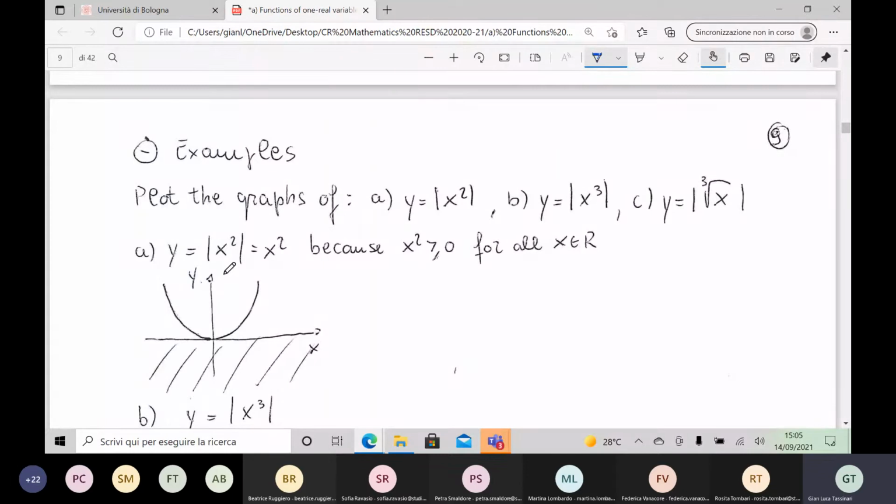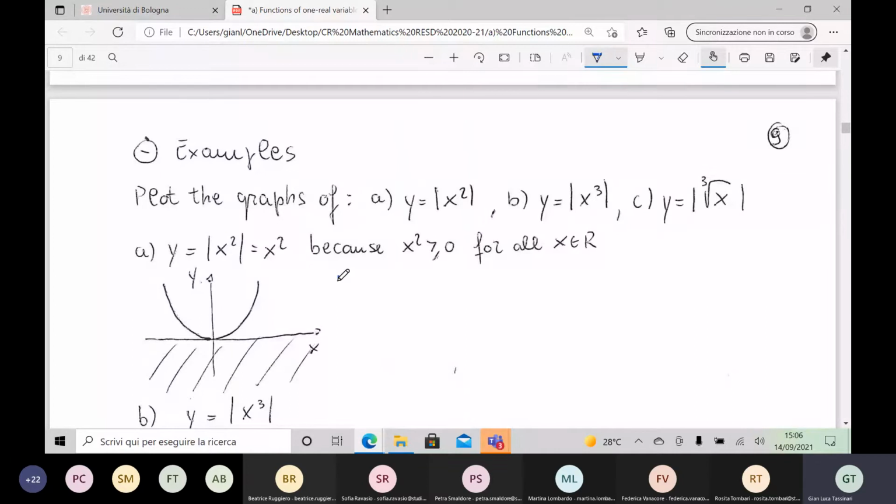So copy it x squared, which is the graph of x squared, guys. Y equal to x squared is a parabola. So you can plot it immediately because it's a parabola. In particular, is this parabola convex or concave? Which is the coefficient of x squared? Is 1, which is positive. So the parabola is convex.